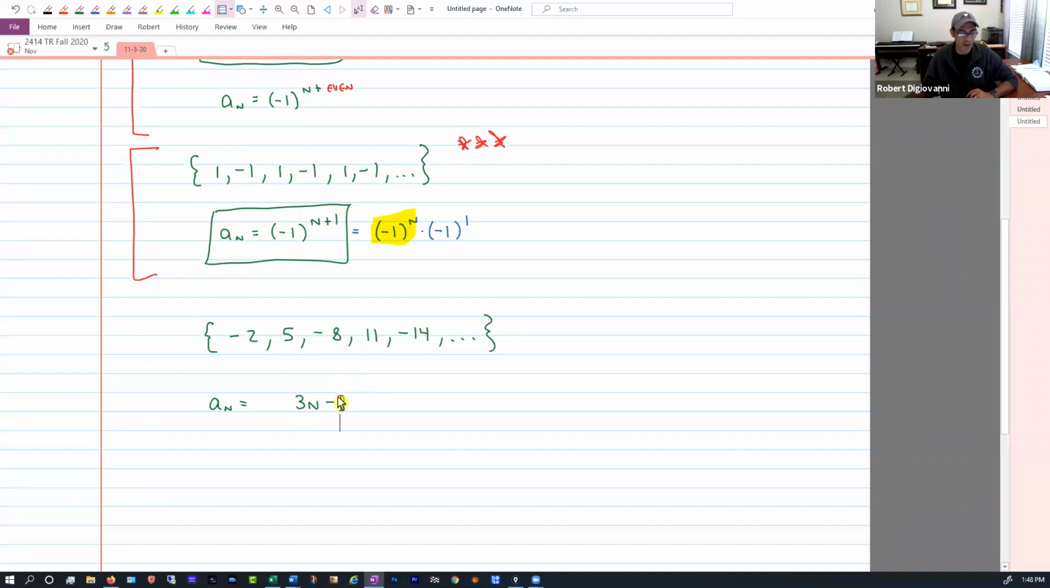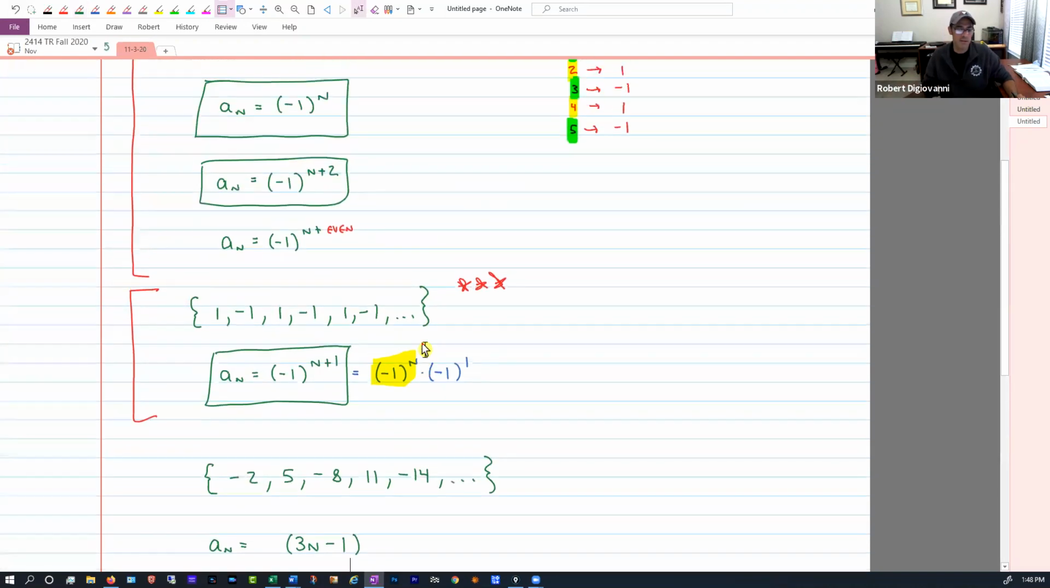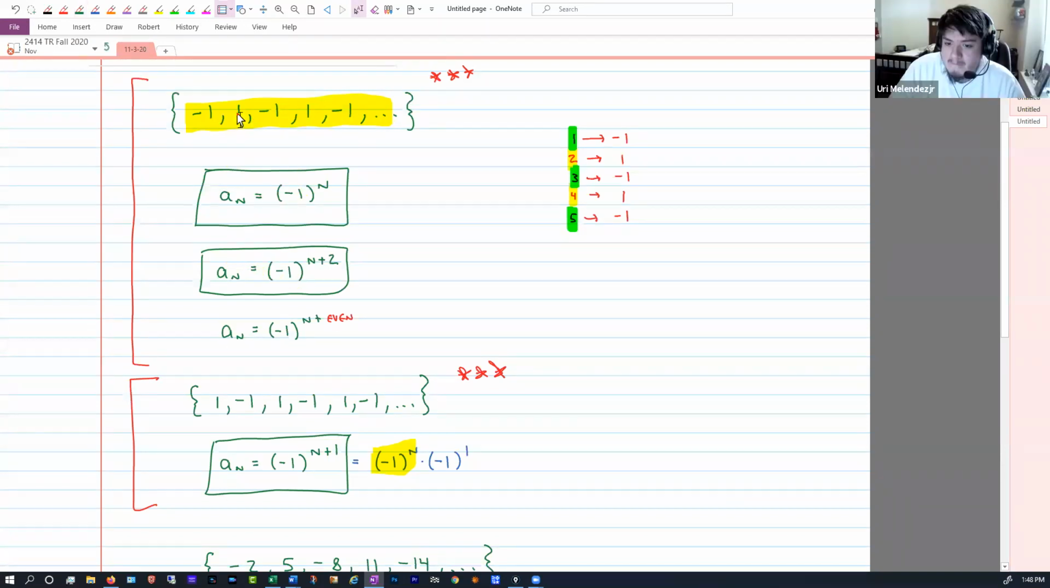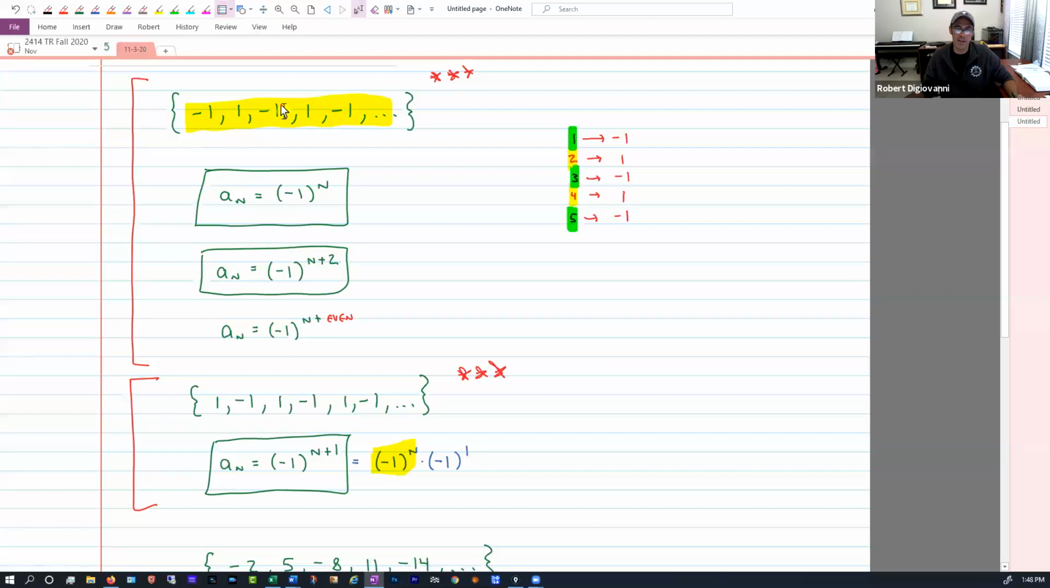Does everyone agree that that right there would create the list of numbers 2, 5, 8, 11, 14? Yes? Okay, so I'm going to put that in parentheses. Now, Yuri, can you make it alternate in signs? Can you start with the negative and then become positive, then negative, then positive? Didn't we just do this? Isn't that what this allows you to do? It starts negative, then goes positive, then negative. So why don't we just slap this to the front?